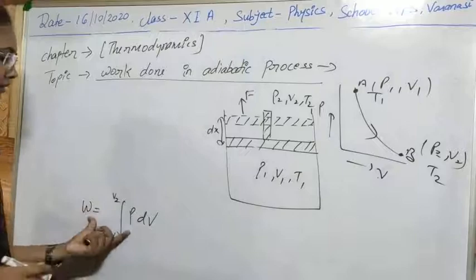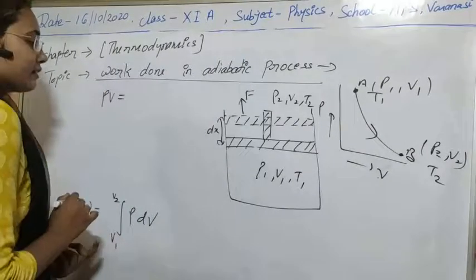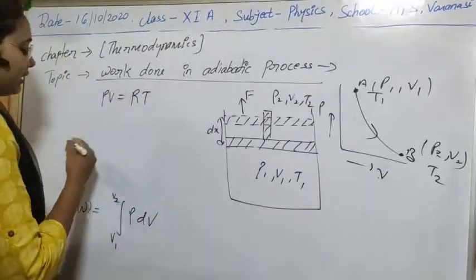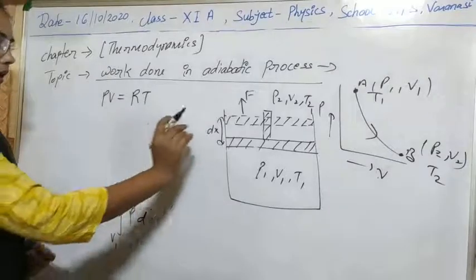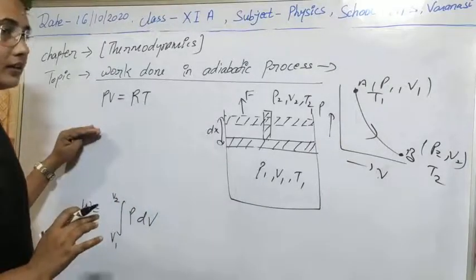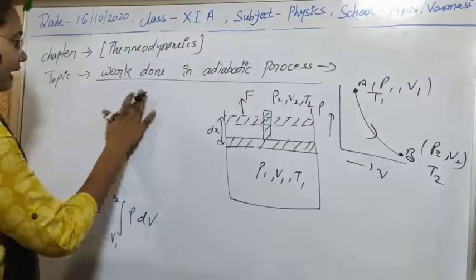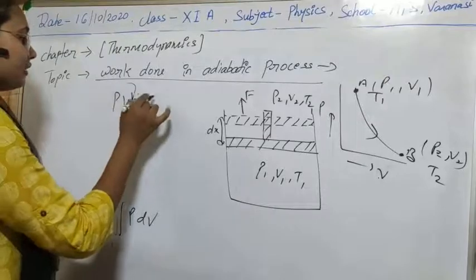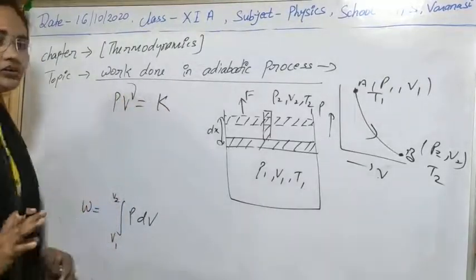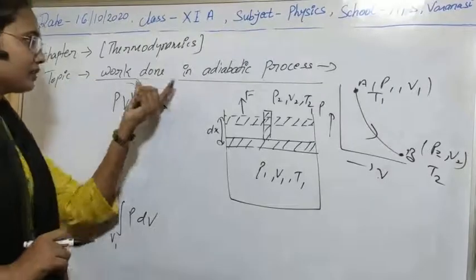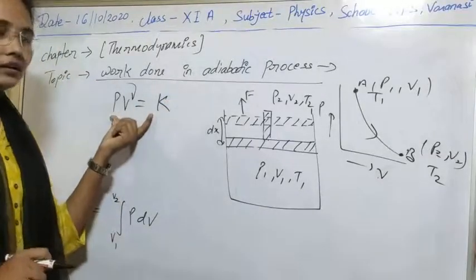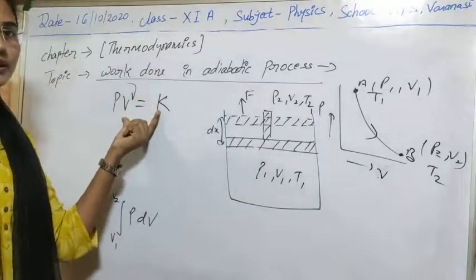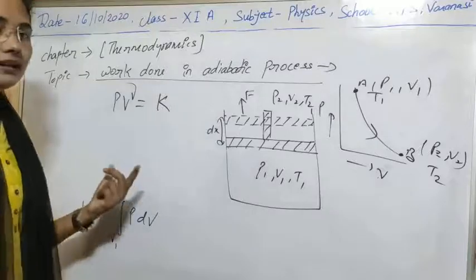So in this equation, as you know, the ideal gas equation is PV equal to RT for 1 mole. Then we can write from here what will be the value of P, but obviously we don't take it for an ideal gas. For an adiabatic process, as we know, the equation is PV power gamma equal to some constant K. With the help of this we can write the concept of adiabatic process. So that's why I am taking the equation of adiabatic process, not the equation of ideal gas, to solve it.